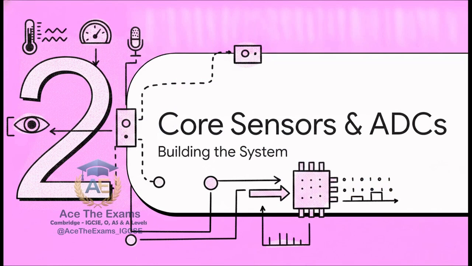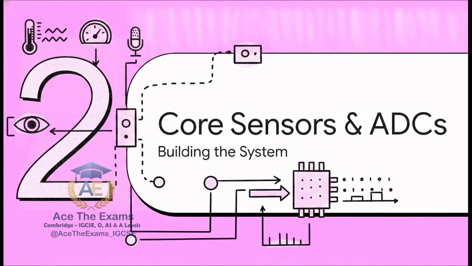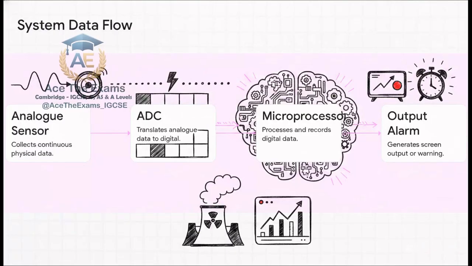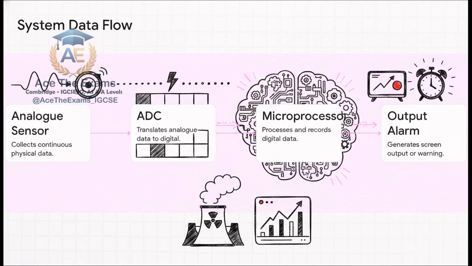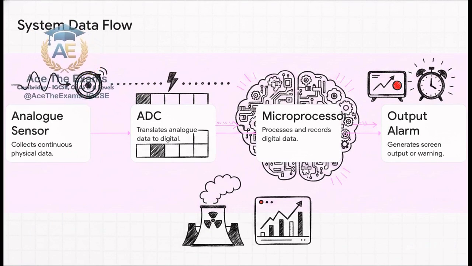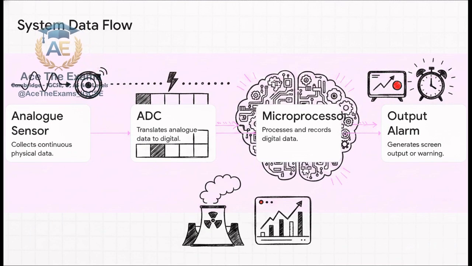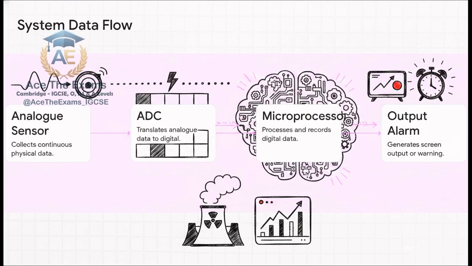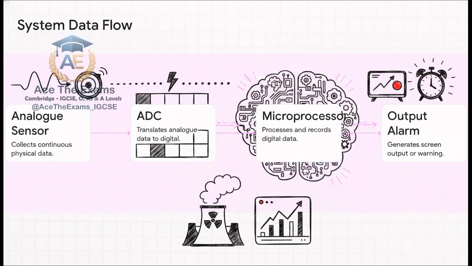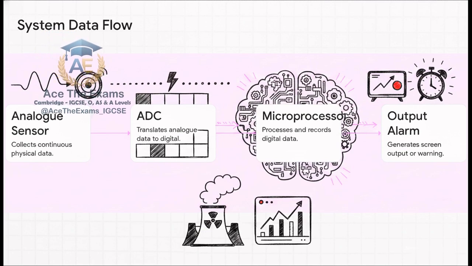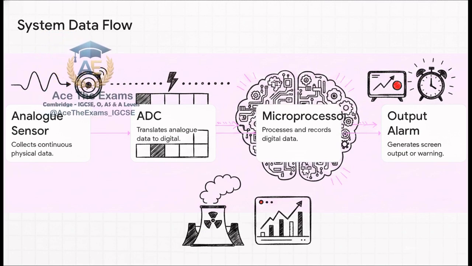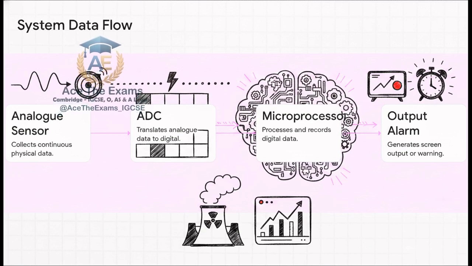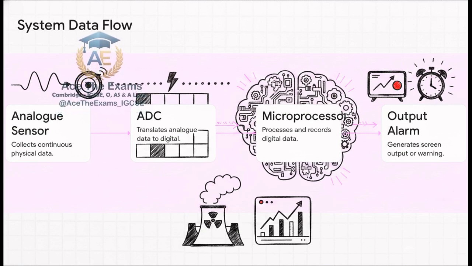Moving on to Section 2, core sensors and ADCs, building the system. You've got to memorize this step-by-step flow. It is the absolute skeleton of a perfect exam answer. First up, step 1: the analog sensor collects continuous data. Then, step 2: the ADC translates it. For step 3, the digital microprocessor processes and records it, usually comparing it to preset values. And finally, step 4: the system creates an output, like triggering an alarm if a nuclear reactor is overheating. You know, pretty important stuff.